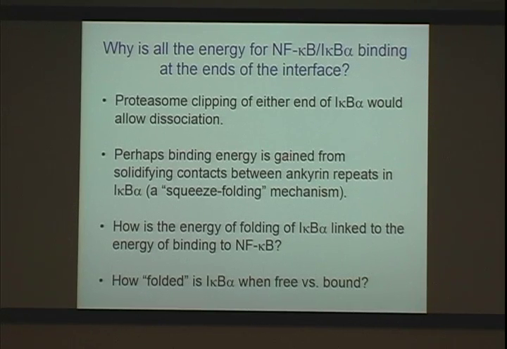It's possible that we actually gain binding energy by solidifying contacts between adjacent Ankyrin repeats. In other words, perhaps the IkB alpha repeat protein is sort of a slinky of sorts, and when we bind at the ends, we squeeze it, and we actually get folding energy of the inner repeat interaction surfaces. So the question is, can we understand perhaps how the folding of IkB alpha is linked to its binding energy? And the first thing we have to do then is to understand how folded is it when it's free versus bound.